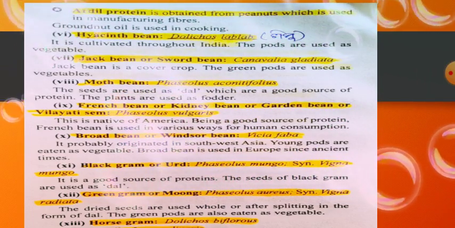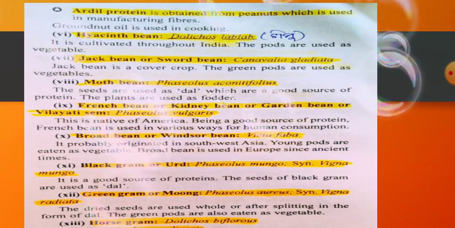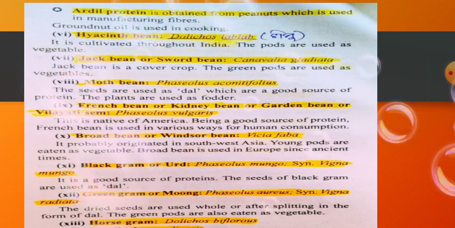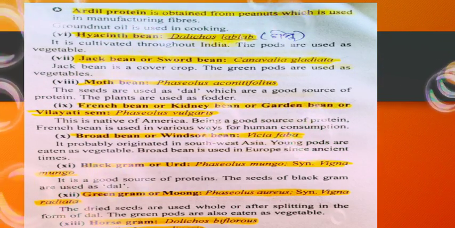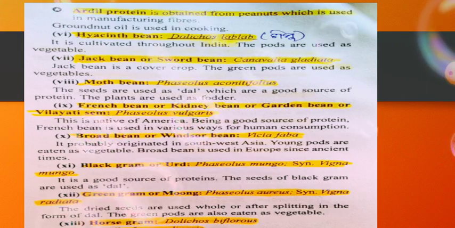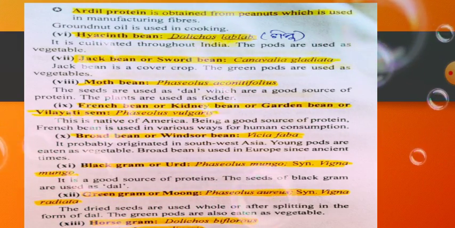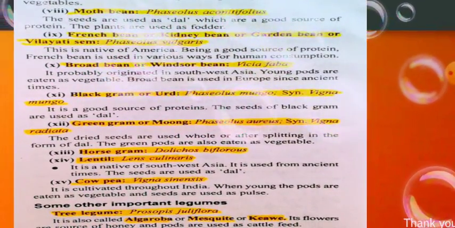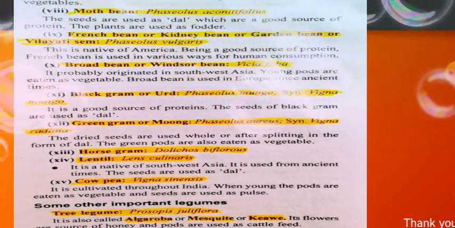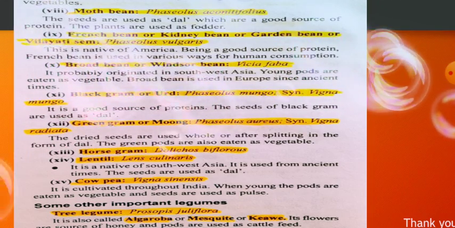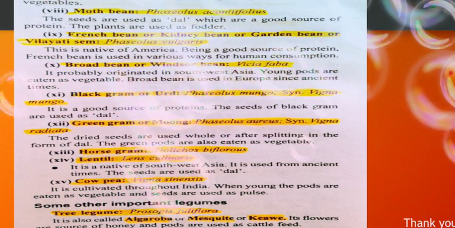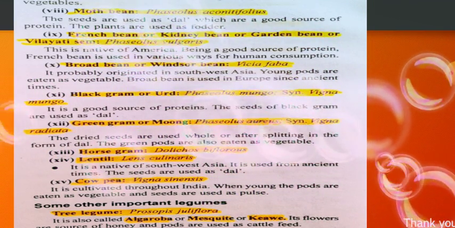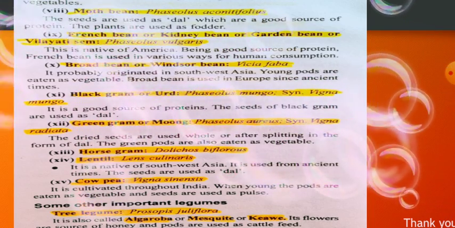Then the moth bean, Phaseolus aconitifolius, is mainly used in the form of dal, which is a good source of protein, and the plants are used as fodder. Then comes the French bean or kidney bean, or Vilaiti seam, otherwise known as Phaseolus vulgaris. It is native to America and is a good source of protein. French bean is used in various ways for human consumption.